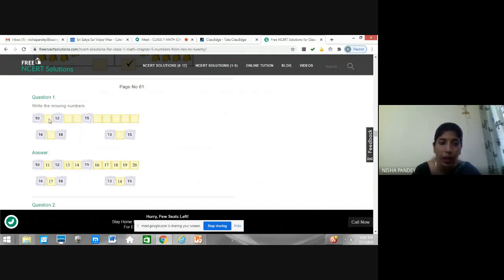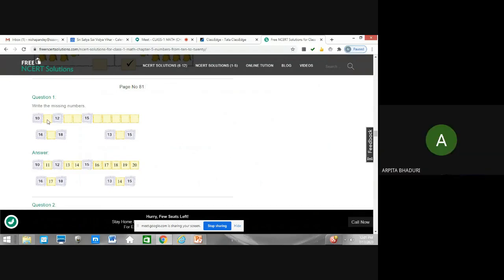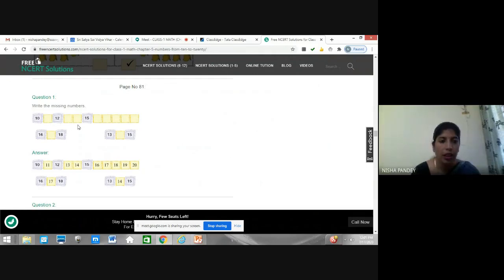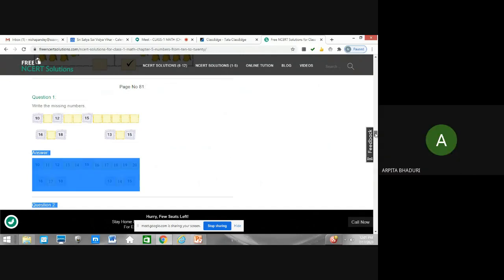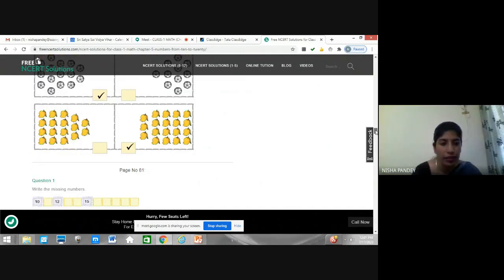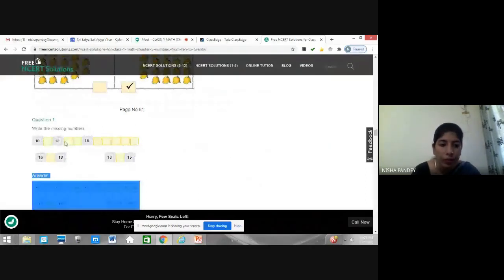So 10 is given. Now again after 10 what will come, tell me? Which number will come? Ma'am, 11. 11 definitely. Then 12, right? 12 is written? Yes, ma'am. Then 13. Yes. Then 13, right. Then 14. 14. Then 15 is here. After 15, what will come? Ma'am, 16. 16, 17, 18, 19, 20. Right? All the boxes we have to fill as we are counting forward, right?